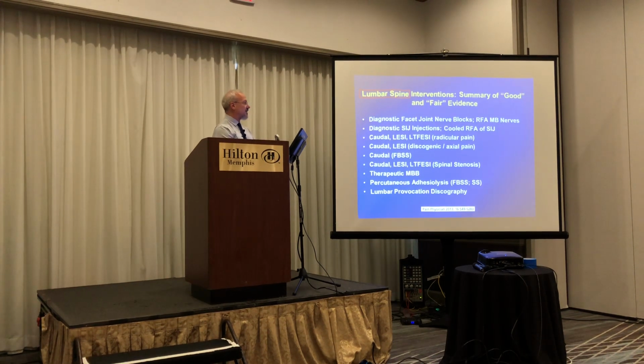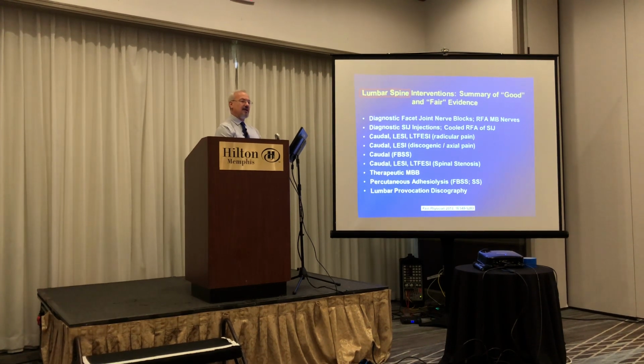And so let's summarize it. The summary of good and fair evidence: diagnostic facet joint nerve blocks. See that I keep pointing to the same phenomenon. There's a repetitive process here where we recognize that blocking the nerves rather than the joints has greater utility and efficacy. Radiofrequency of those nerves. Diagnostic sacroiliac joint injections or cooled RFA.